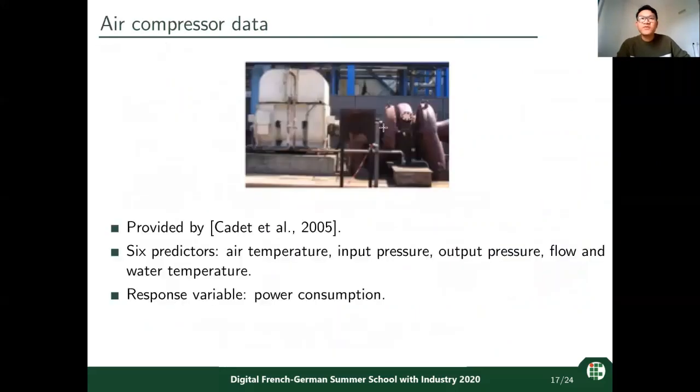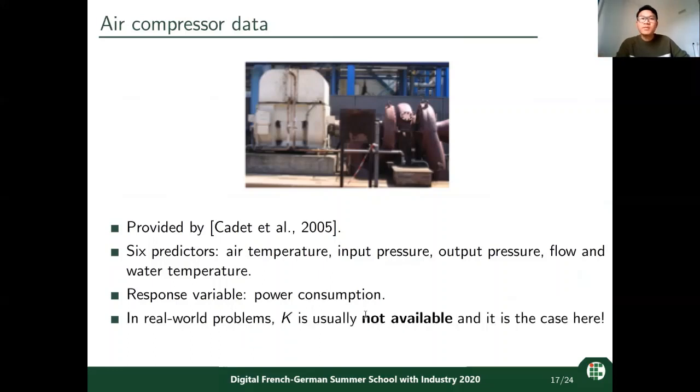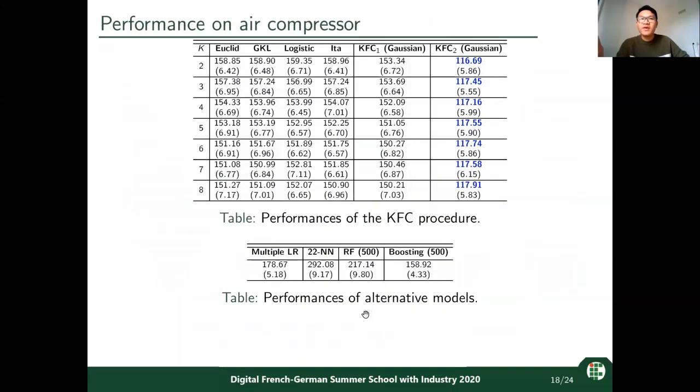For the first application, it is an air compression machine. It consists of 6 predictors: air temperature, input pressure, output pressure, flow, and water temperature. The goal is to predict the power consumption of this machine. But in many real-life problems, we don't know K. We don't know how many clusters there are in this data set, and it's the case here. So we perform our procedure using several options of K.